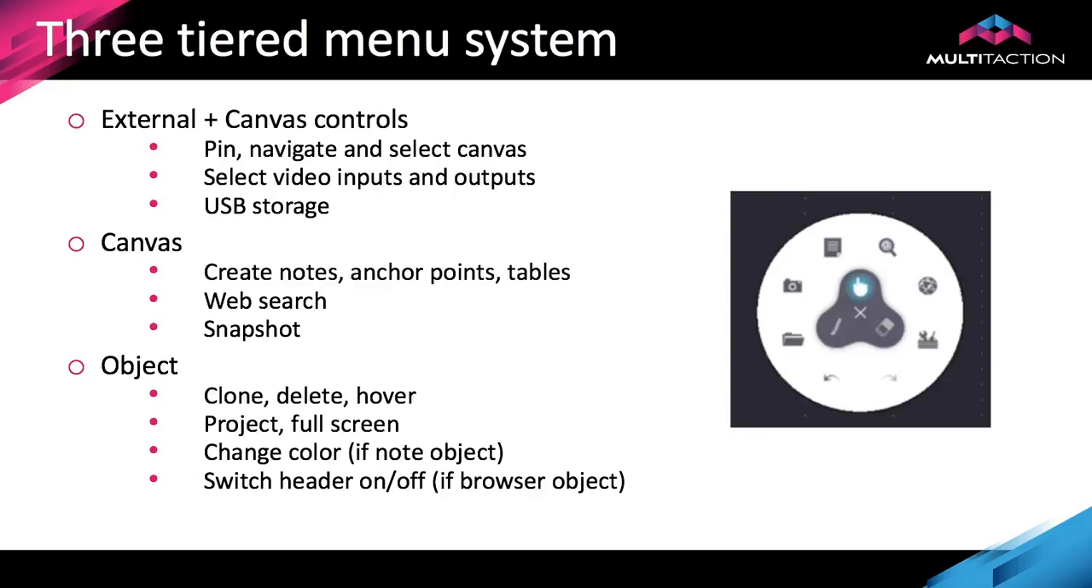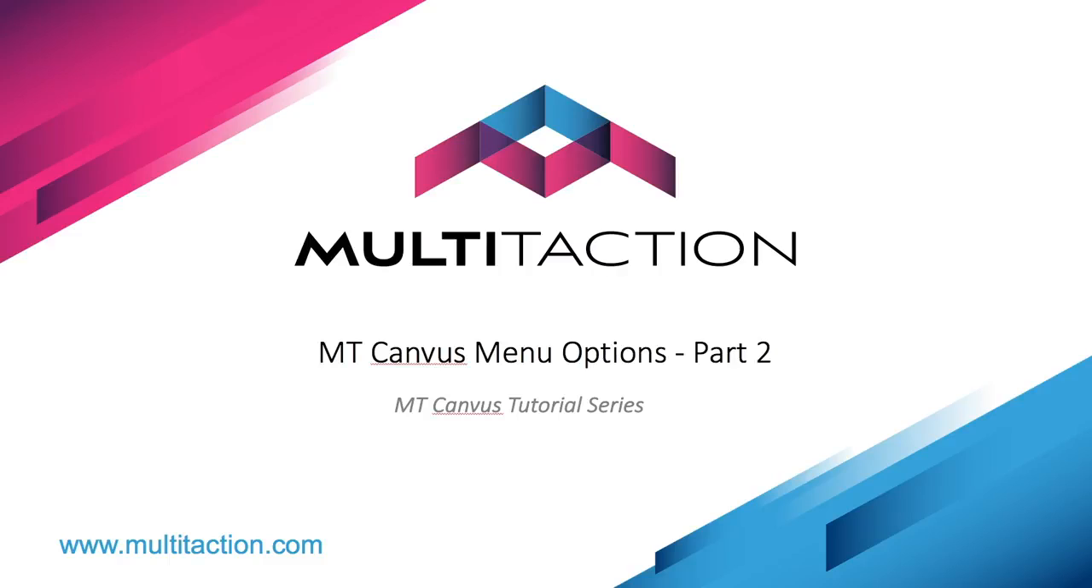So let's quickly review the canvas or finger menu options. We went through the image search and web search. We went through how to create notes, take snapshots. There was the folder option that allowed us to bring content onto the canvas or save items from the canvas into the folder. There was the undo redo buttons, which are quite useful with annotation. And then we looked at the toolbox, where we had anchor points and we had the projection window that we can move around the canvas, and we had the table function. So that concludes this second part of the menu options on MT Canvas.